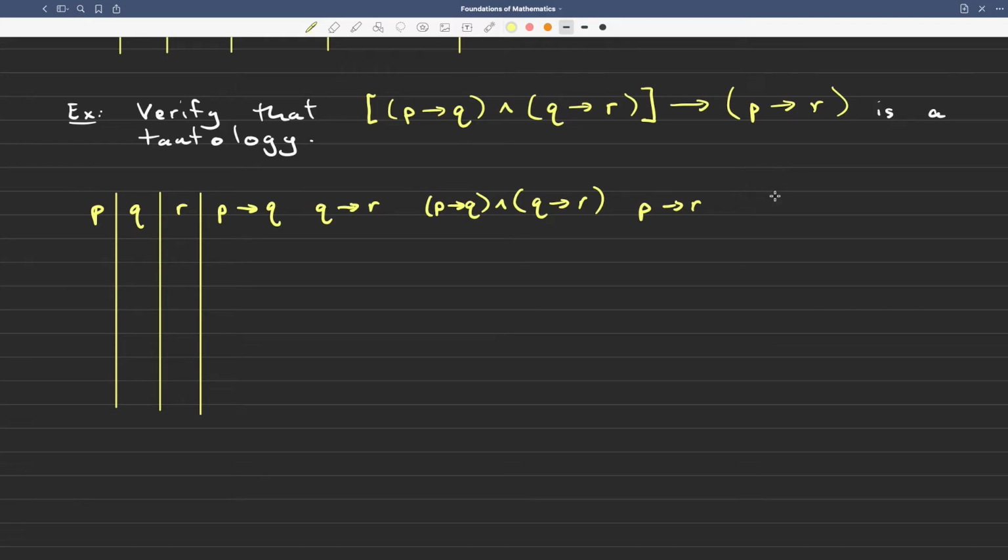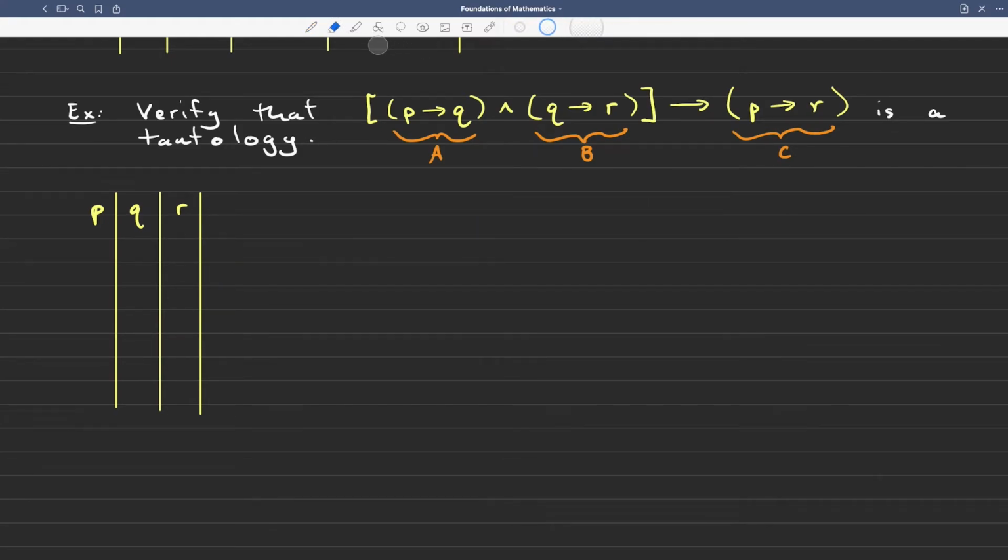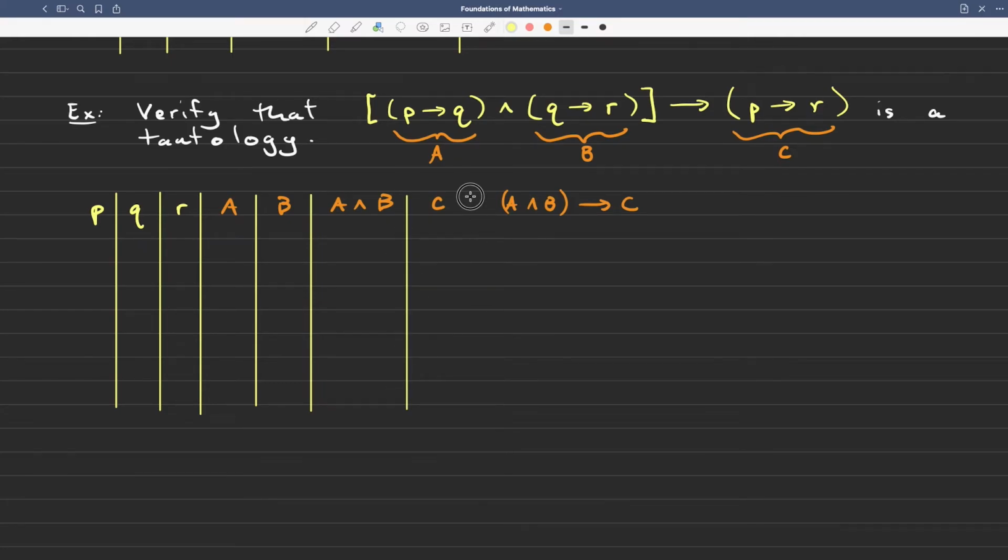Now, if you ever start to run out of room in your table, one thing that you can do that will give you more room is you can label things, give them some sort of signifier. Like I could have done something like, let's call that bit A, and call that bit B, and call that bit C, so that in my table, to keep it a little more tidy in the horizontal direction, I could put A, B, A and B, C, and then A and B implies C. If some of these are really complicated, it can take too much room horizontally on the page. You don't have enough room to fit it, so you've got to make some abbreviations like this.